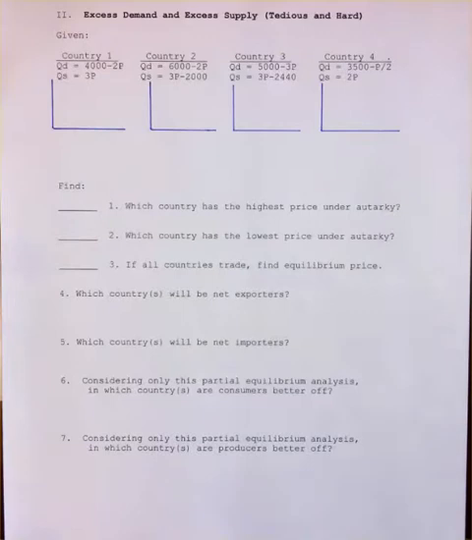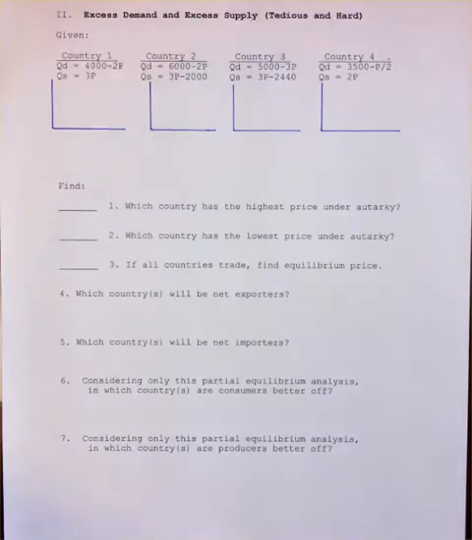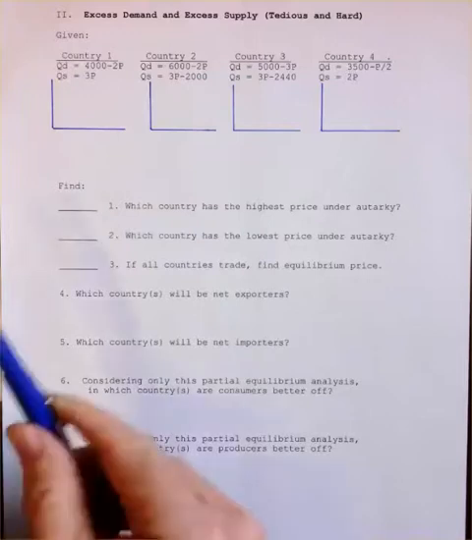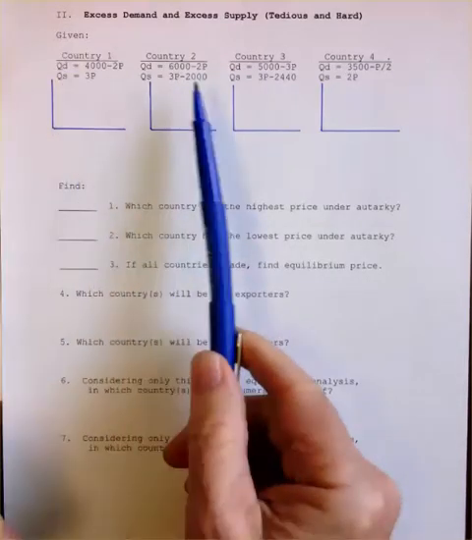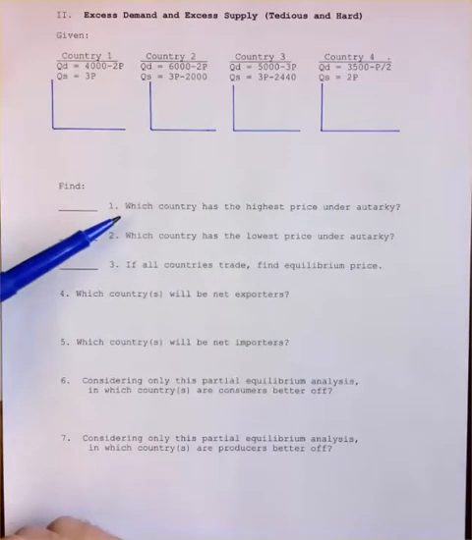It's just tedious. I don't know how hard it is, but it is tedious, and it's easy to make a careless mistake. So basically you have 4 supply and demand problems. Count them up. And then I'm going to ask you which country has the highest price under autarky, which country has the lowest price, and so forth.